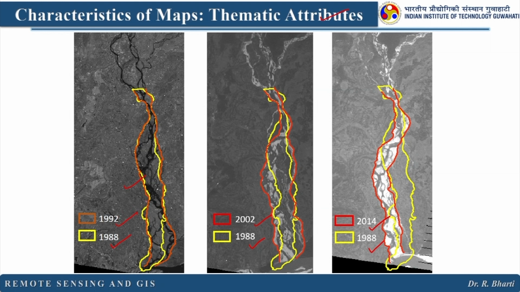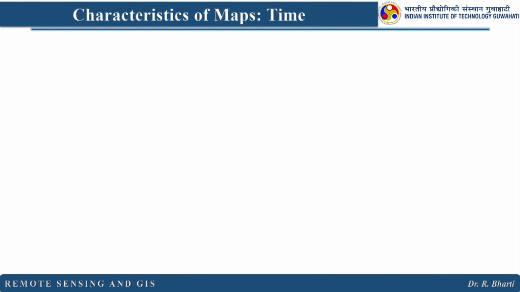So, here if you have such information, you can predict or extend this behavior of this river to predict in which direction it may shift in the coming 5 years. Now, the next important parameter in your map is time.